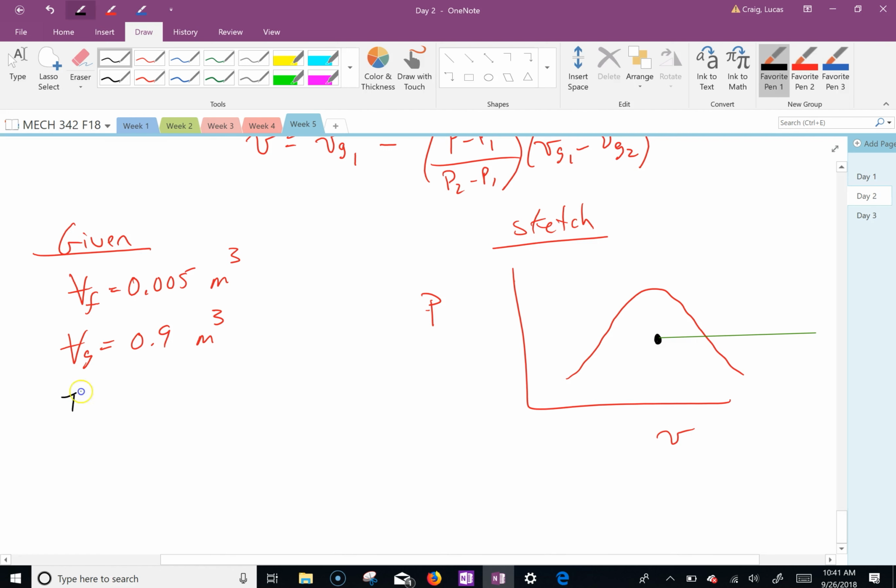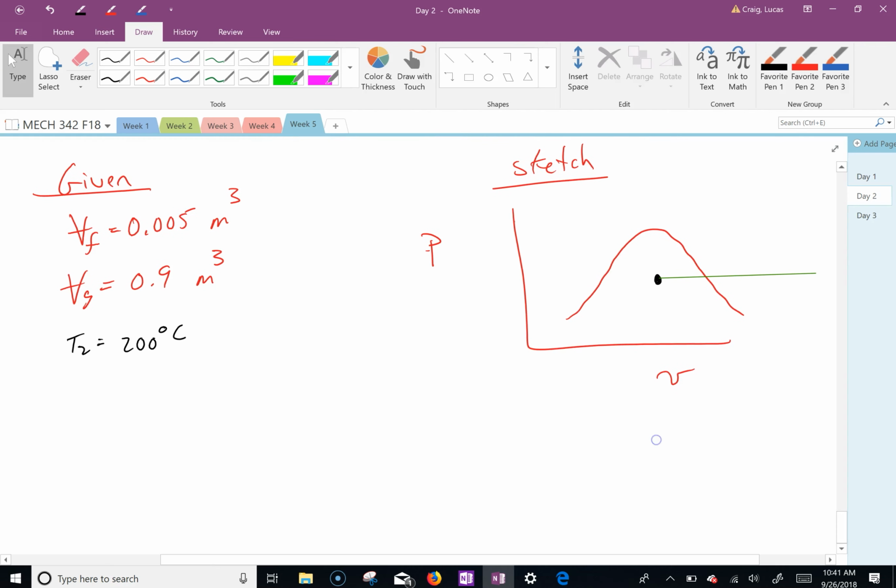So T1 we don't know, but we do know T2, which is 200 degrees C. So what are we looking for? The initial temperature, total mass, the final volume, and we're going to show it on this process.